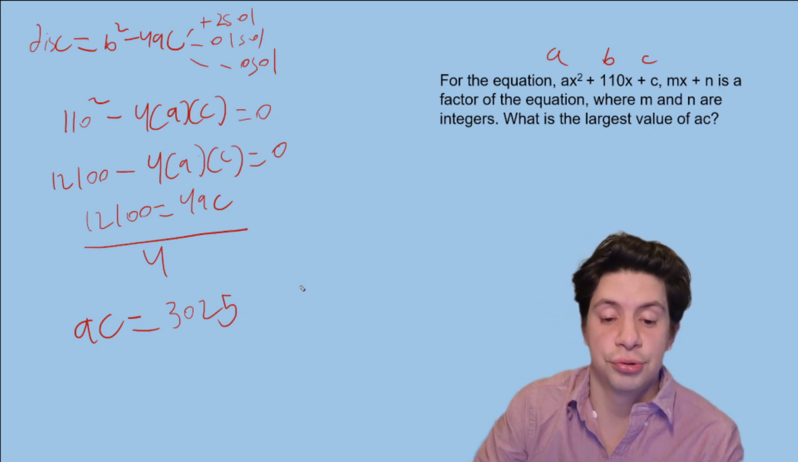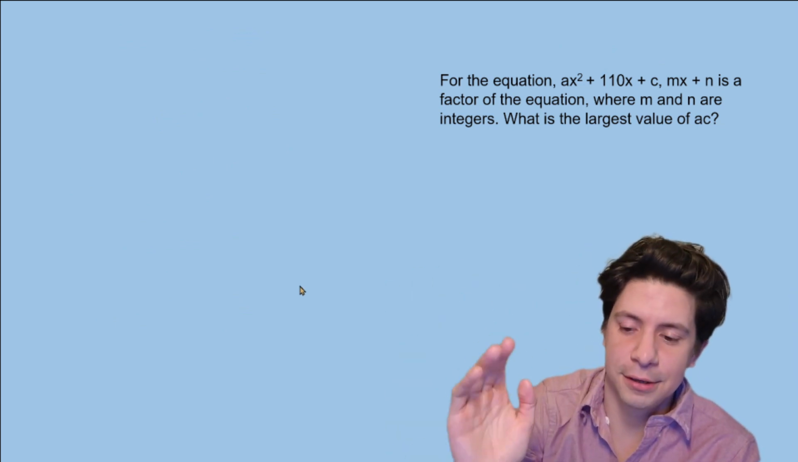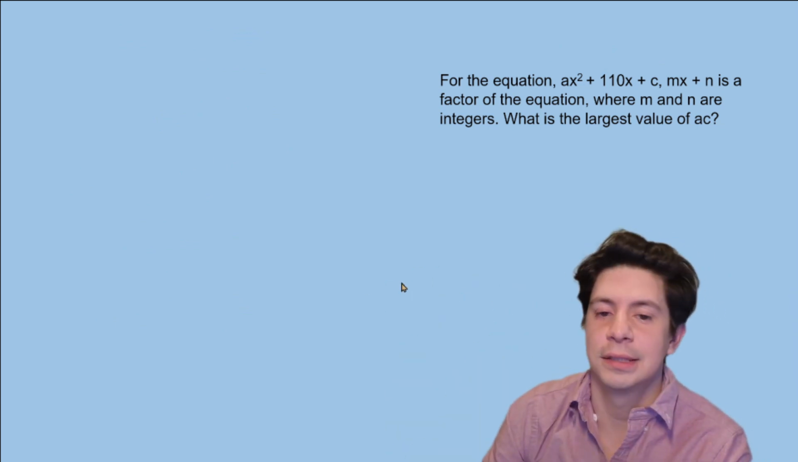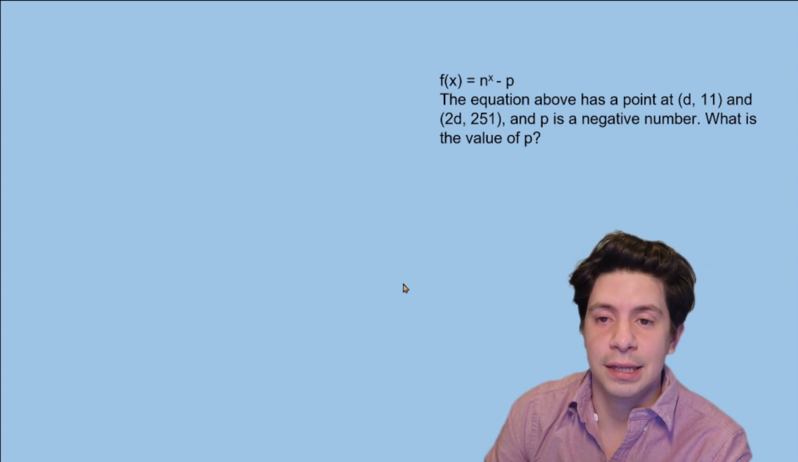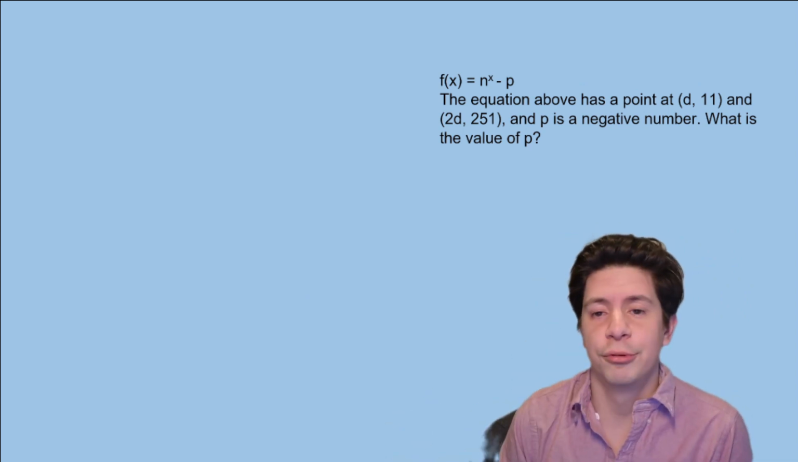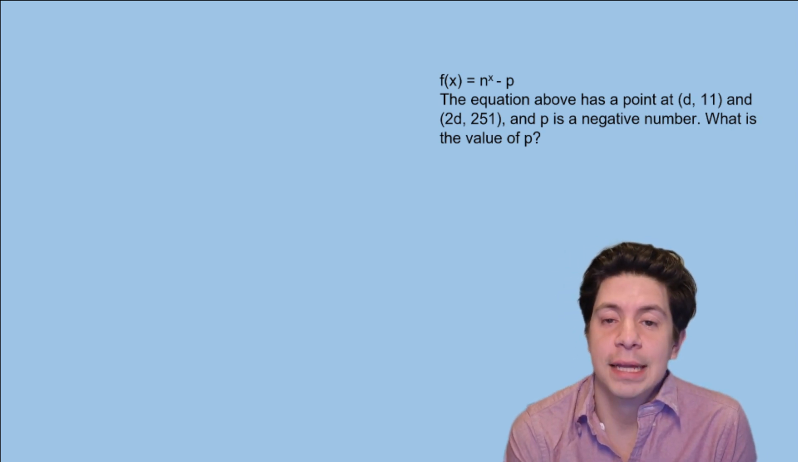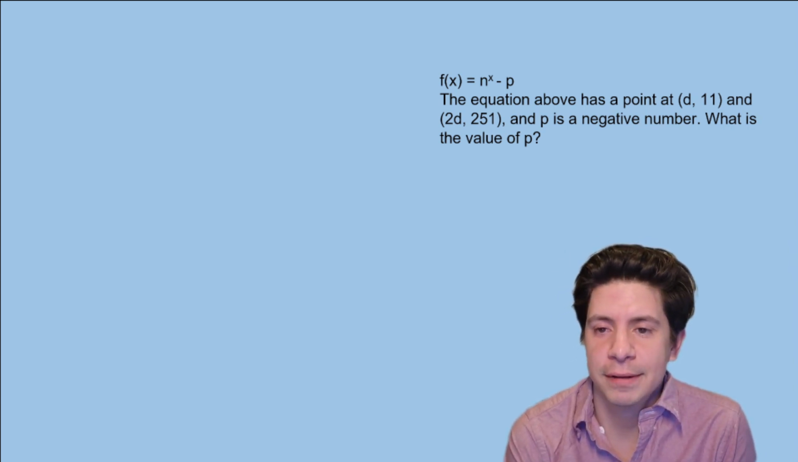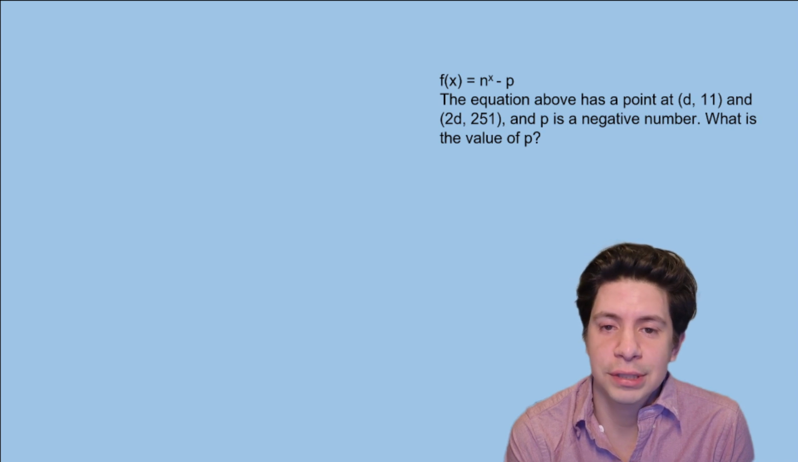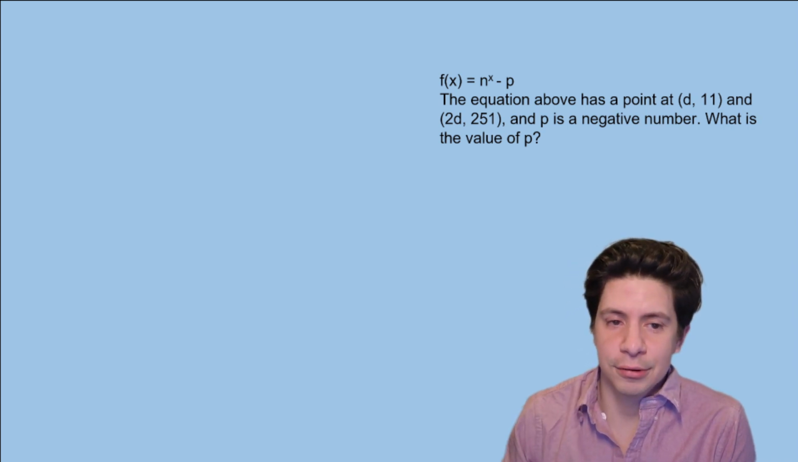Okay, so now let's try another one. Another prediction, I'm feeling confident that these will show up in the test, and that if you study these, you'll be in a good position for tackling the hardest questions. So now we're moving on to exponential equations, right? f(x) equals n to the x minus p. The equation above has points (d, 11) and (2d, 251), and p is a negative number. What is the value of p?